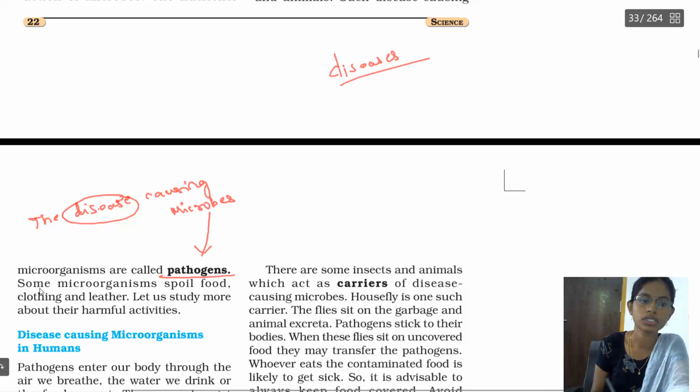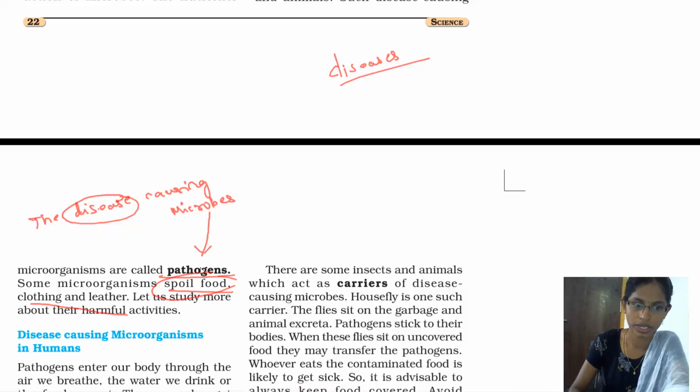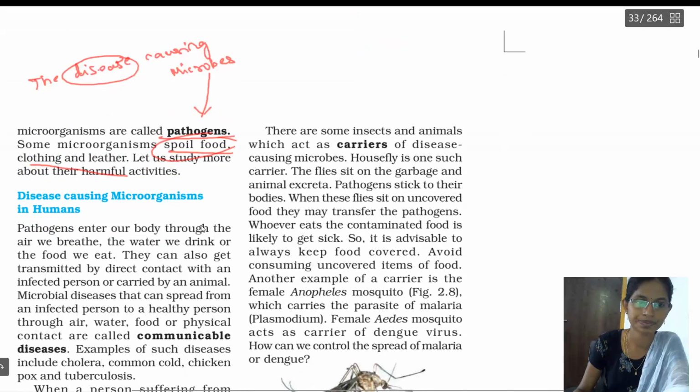Some microorganisms spoil food, clothing and leather. We are going to see how they do it and what their activities are. You know that the food which was prepared yesterday or the day before yesterday has been spoiled. Why? Because of the action of microbes only. Let us see.